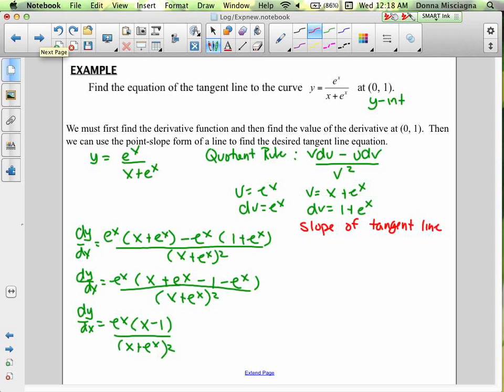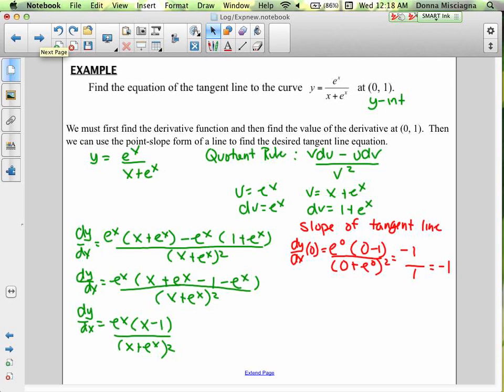That's going to be dy dx, and we're evaluating that at 0, equals e to the 0 times 0 minus 1 all over 0 plus e to the 0, and that's squared. All right, so e to the 0 is 1. So this is 1 times negative 1. That's negative 1. In the denominator, we have 0 plus 1. So that's 1. 1 squared is 1. So this is negative 1.